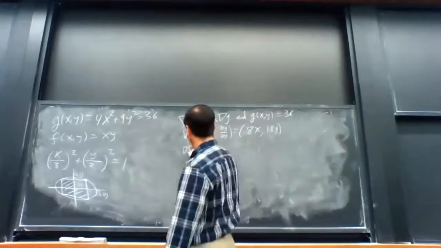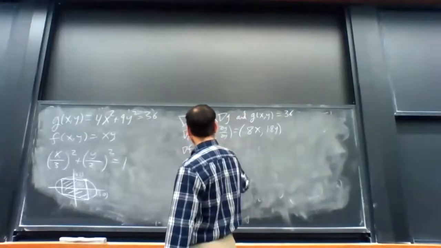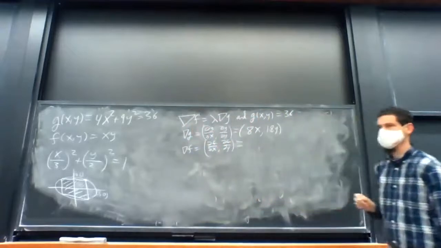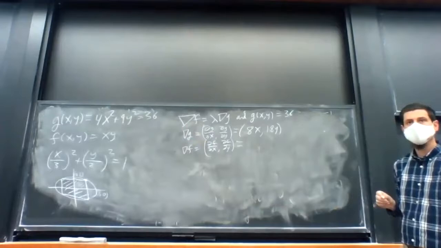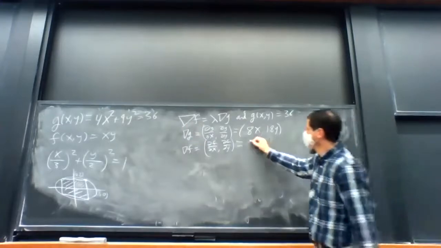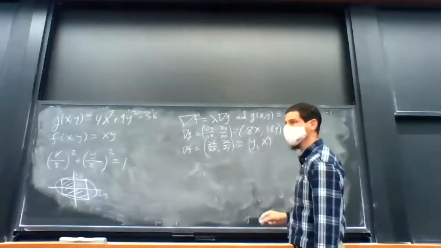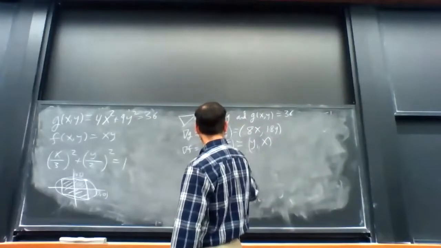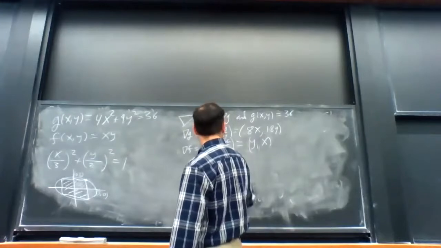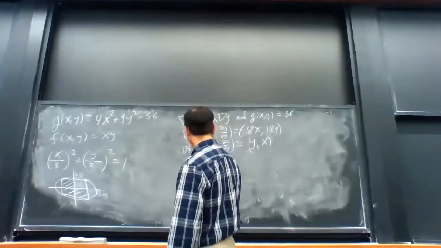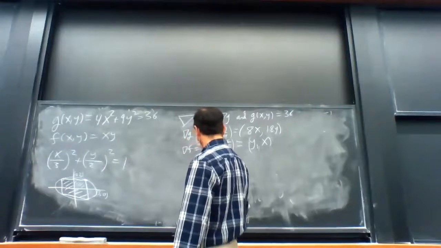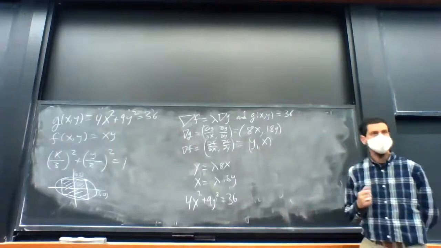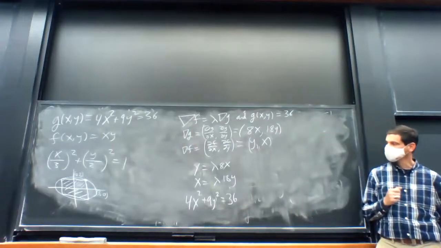And now if I do gradient of f, that's df/dx, df/dy. What's the derivative with respect to x? Y, and then with respect to y, it's the x. So now we get y equals lambda times 8x. We get x equals lambda times 18y. And we get 4x squared plus 9y squared. So this is the first one where the algebra looks a little bit more interesting.